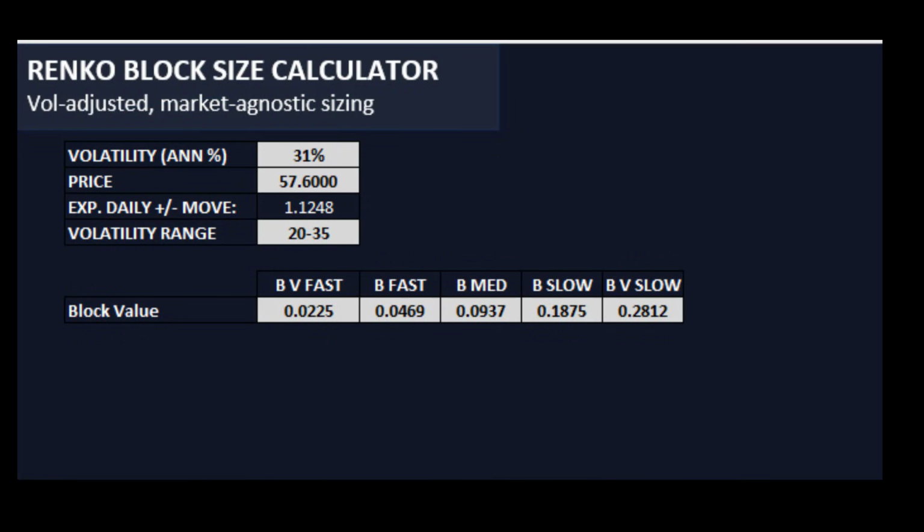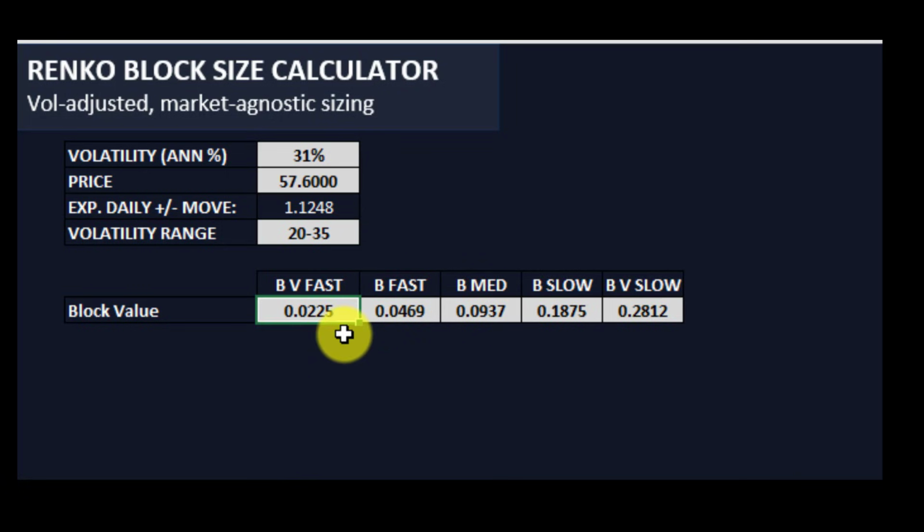So I use my block calculator for getting the block sizes, available to you from my store if you want this, or there's plenty of videos on my channel showing you how to also do it, but this makes it really systematic. Try to make it as objective as possible rather than, you know, subjective, discretionary overlay. So we're sticking with our oil idea here. Just plugged in the historical volatility, 31%, current price 57.60, picked the volatility range bucket just between 20 and 35, and that's going to give me these 5 buckets of different block sizes.